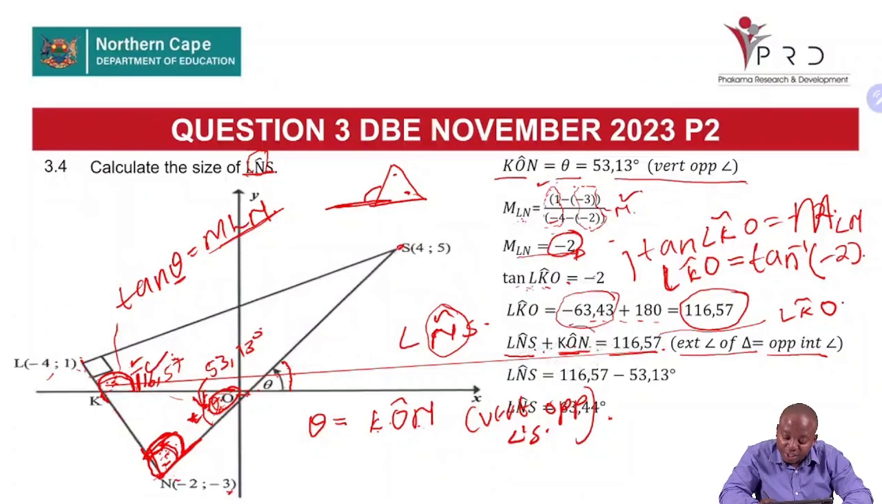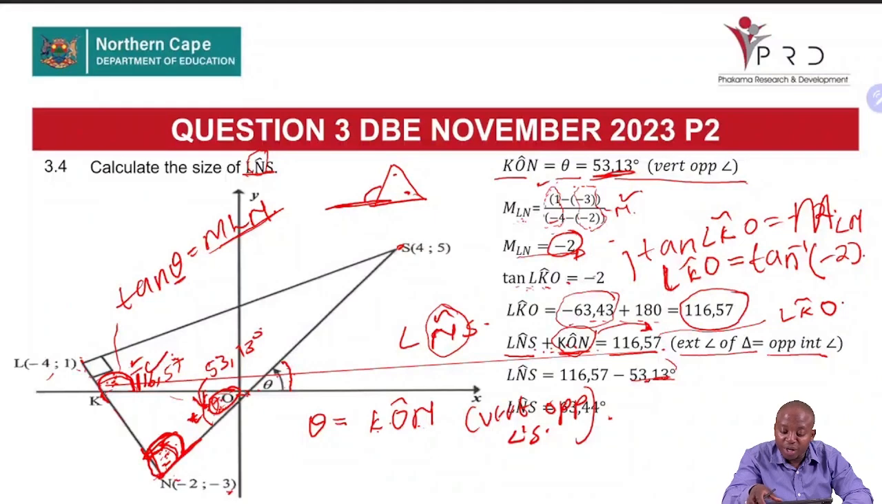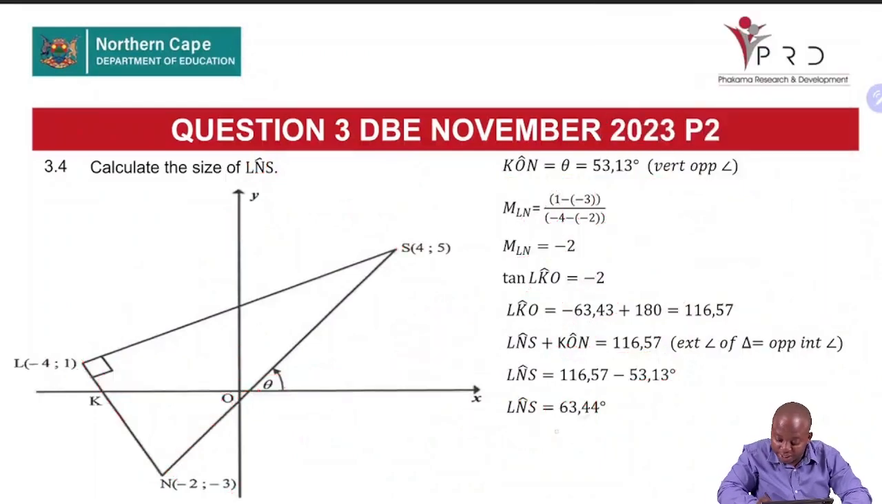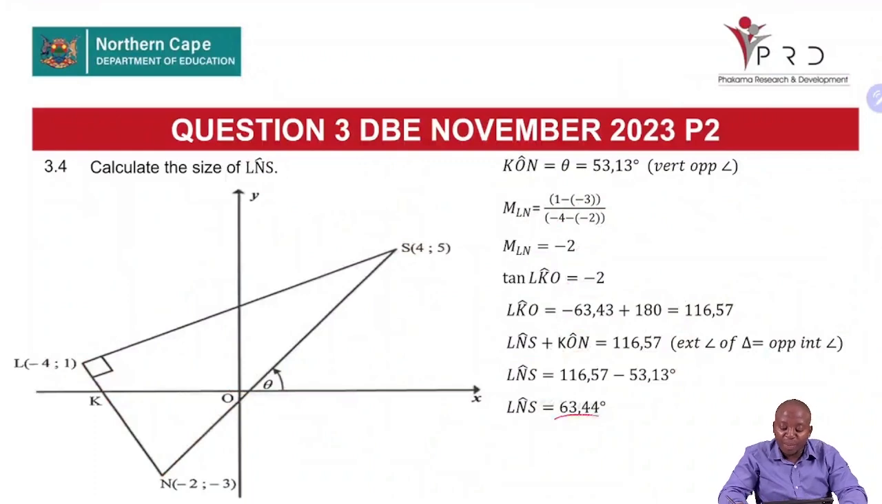116,57. We transpose the 53 to the other side, because remember KON is 53 degrees. Then after we transpose that, we now get our angle S. Let me just remove what I wrote there, so you can see the angle that we get. So we get the angle S 63,44. So that's what we get as a result. So our LNS is 63,44. Simple. Right. Now let's move on.